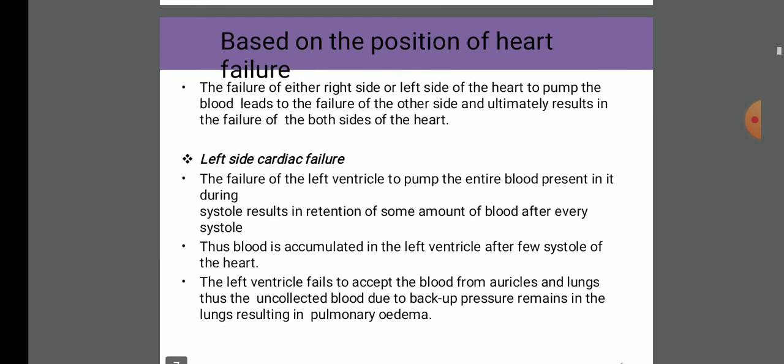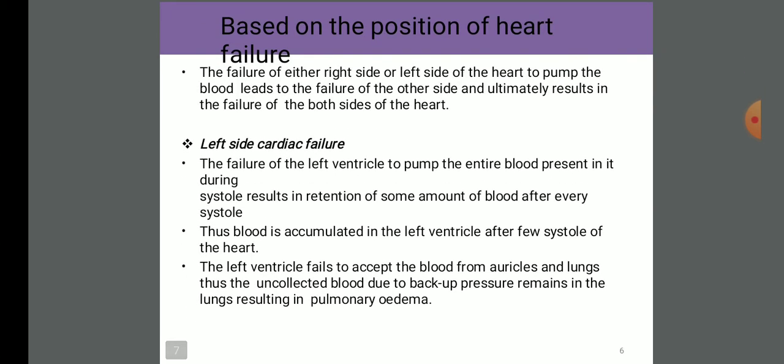In the next slide, the second major class is position of heart failure. The failure of either the right side or left side of the heart to pump the blood leads to the failure of the other side and ultimately results in the failure of both sides of the heart.